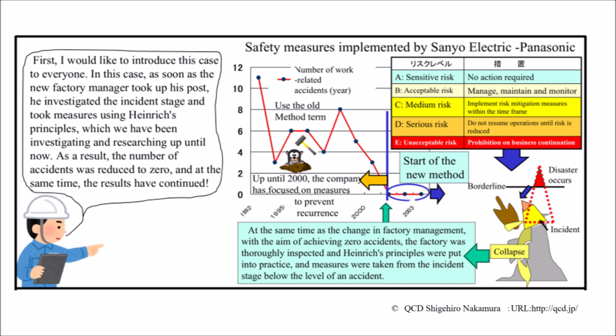Earlier, we introduced the use of hazard maps, and this company implemented the measures, and as a result of utilizing Heinrich's principles to address the source of incident-level accidents and injuries, they have continued to have zero accidents or injuries since then. In the picture book, they introduced the efforts of 2 other manufacturing companies.